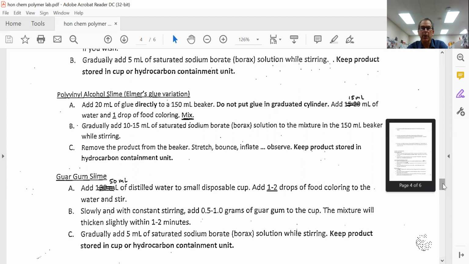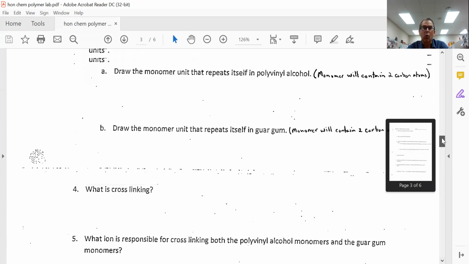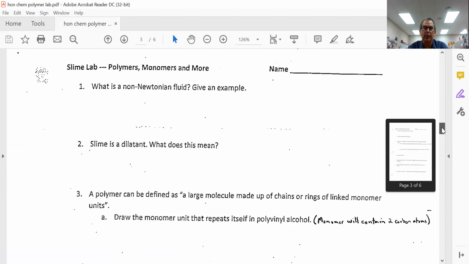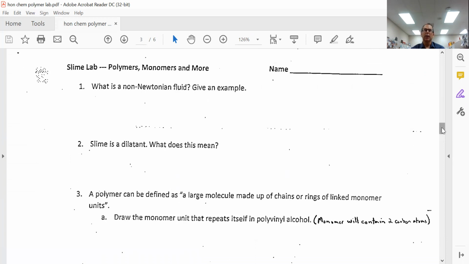All right, I'm going to go back to some questions that you have for this. You can read through the introduction and some of those different things, but I'm going to give you some hints at the questions and then kind of link it back to some of the text. For these first couple questions: what is a non-Newtonian fluid? Give an example. Slime is a dilatant. What does this mean? You can pick this out of what you read in the packet, or you could just go to a search engine or Google and come up with a definition and an example for it. Definitely these slimes would be examples of a non-Newtonian fluid.